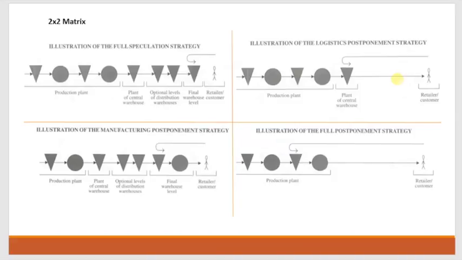Examples of companies that don't use full speculation are many. HP enjoys low inventory costs as they use the manufacturing postponement strategy. Some Swedish companies make use of logistic postponement strategy. And finally, the Danish company B&O uses the full postponement strategy.